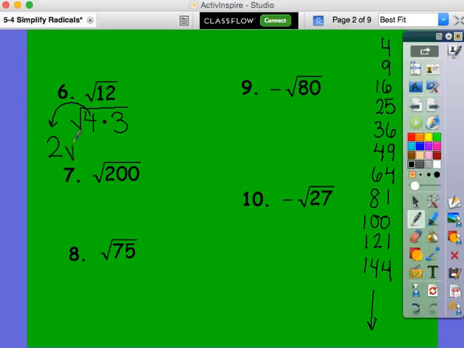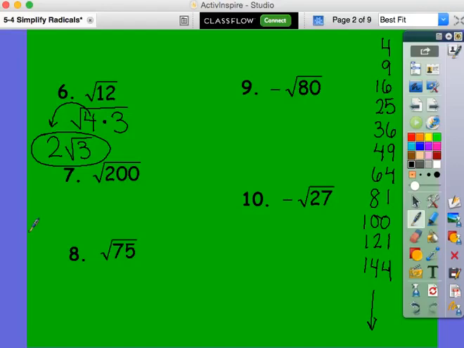Okay, so we write it like this. We leave her in there just like that. So the answer looks like this. It's 2. The way you read it is 2 square root of 3. It means 2 times the square root of 3.